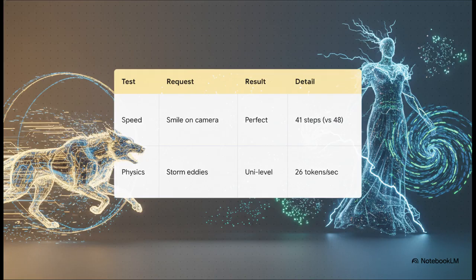Then, we asked a complex physics question about tropical storm eddies. Like a mighty god of the winds, the model deeply understood the topic and gave a university-level answer. However, the generation rate did drop to 26 tokens per second for this heavier task. It really shows the careful balance between speed and deep reasoning.